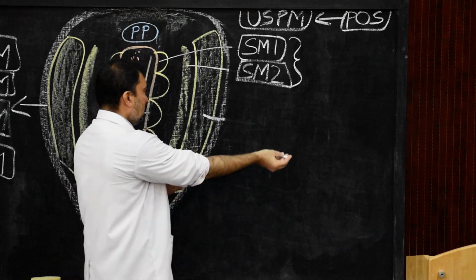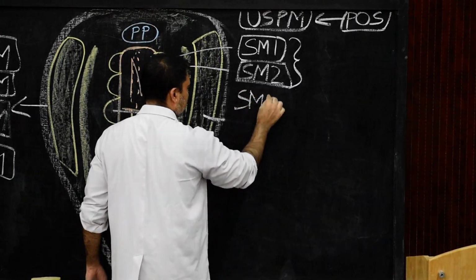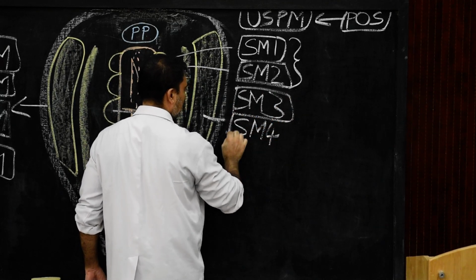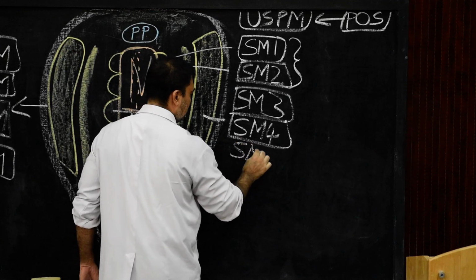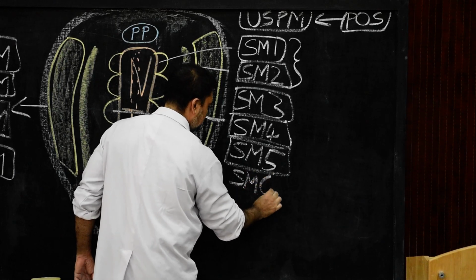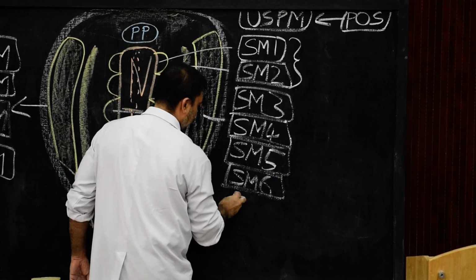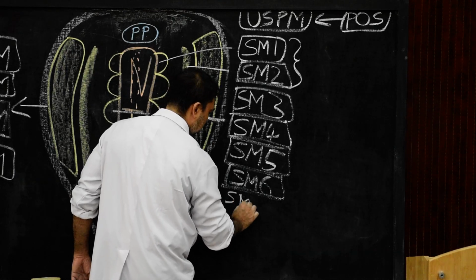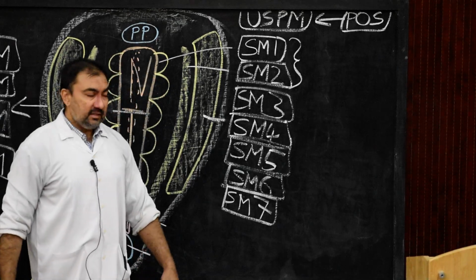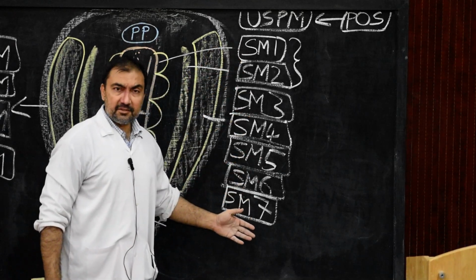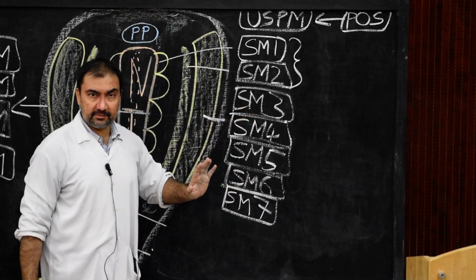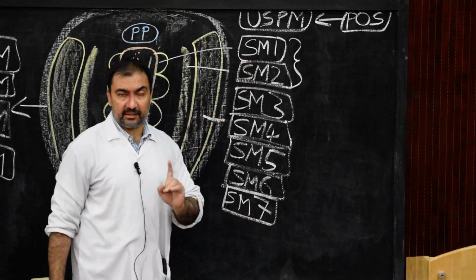Then coming down, see here, somitomere 3, somitomere 4, somitomere 5, somitomere 6, and somitomere 7. These are the unsegmented paraxial mesoderms which are present above the otic vesicle, which are called pre-otic portions. They are called somitomeres. They are unsegmented.